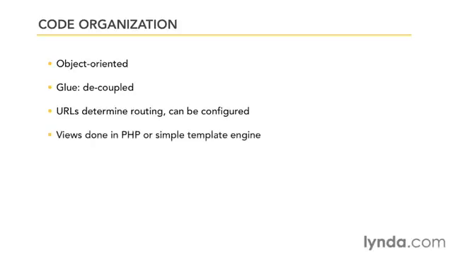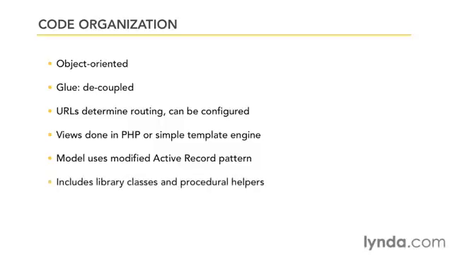Views are typically done in PHP, or they include a simple template engine to make it easy for you to output variables and collections. The model layer of CodeIgniter uses a modified version of the active record pattern and includes a special class that you can use for handling data. CI also includes a number of helpers. These aren't object-oriented, but they're procedural functions that you can use to do all kinds of tasks, like interacting with URLs, interacting with files, building forms, or writing cookies.